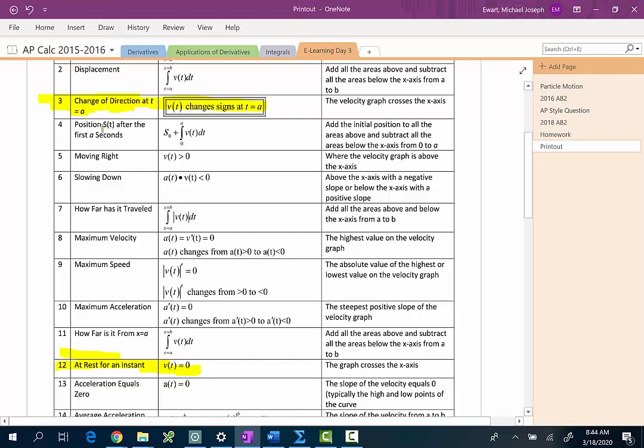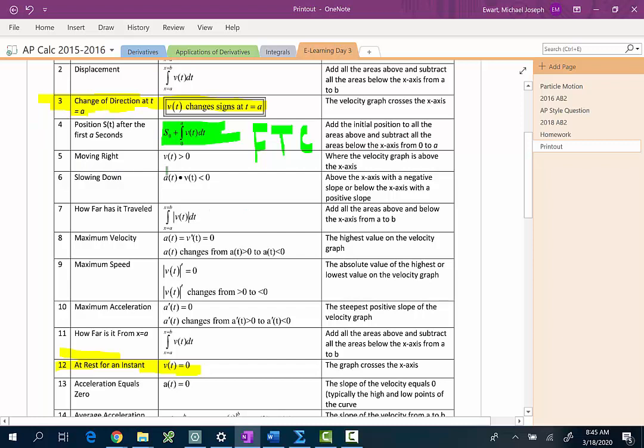Then next, if they want us to figure out where the particle is, like what position the particle is at time 10 seconds, we're going to take the integral, but we need to make sure that we add on that initial position. So this formula here is very similar to what we did yesterday with the rate in, rate out, right? It's part of the FTC, the fundamental theorem of calculus, which is all over the exam.